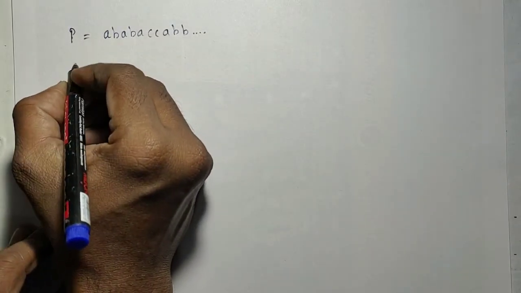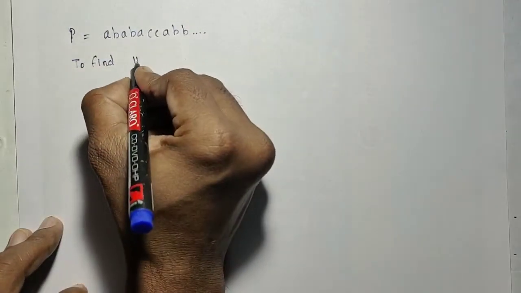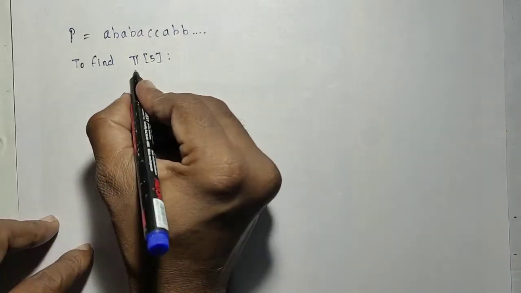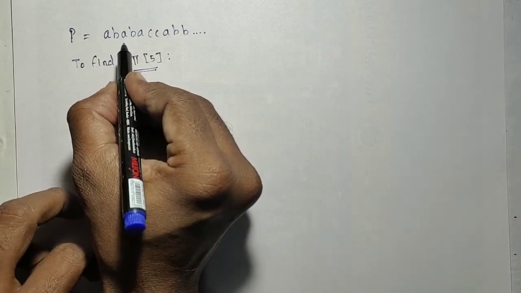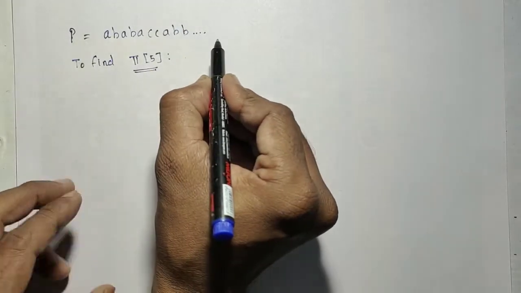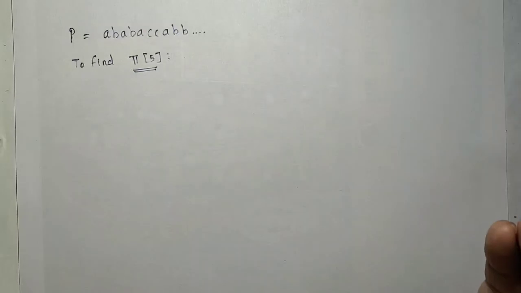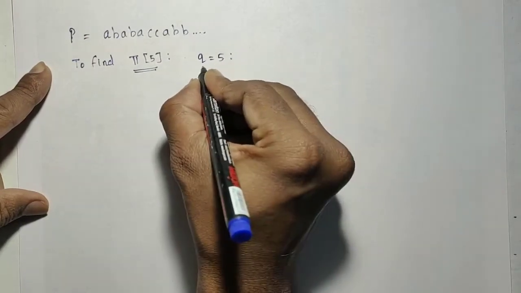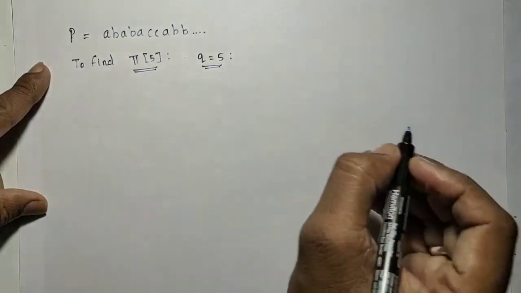To find pi of 5, for example, how do we find it? We need to find pi of 1, pi of 2, pi of 3, pi of 4, pi of 5, up to pi of m. So if I want to find pi of 5, assume it, it means that q equals 5.